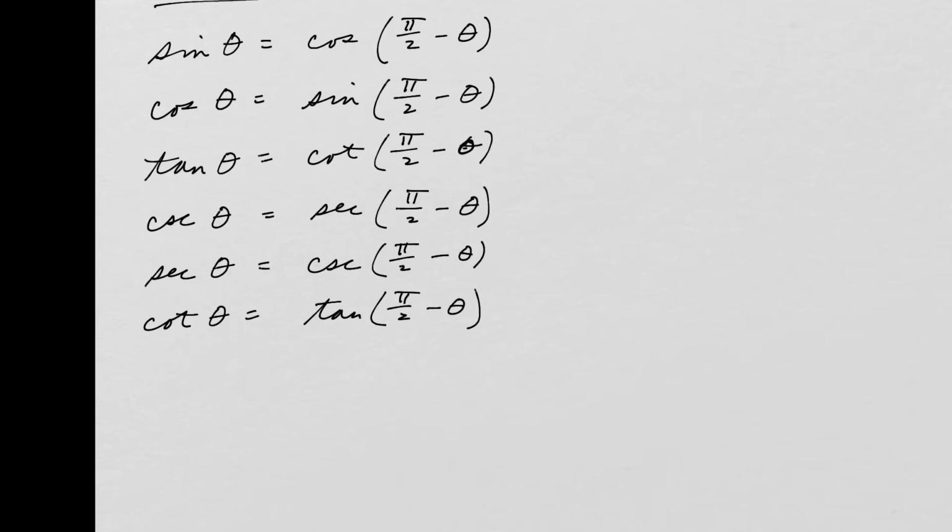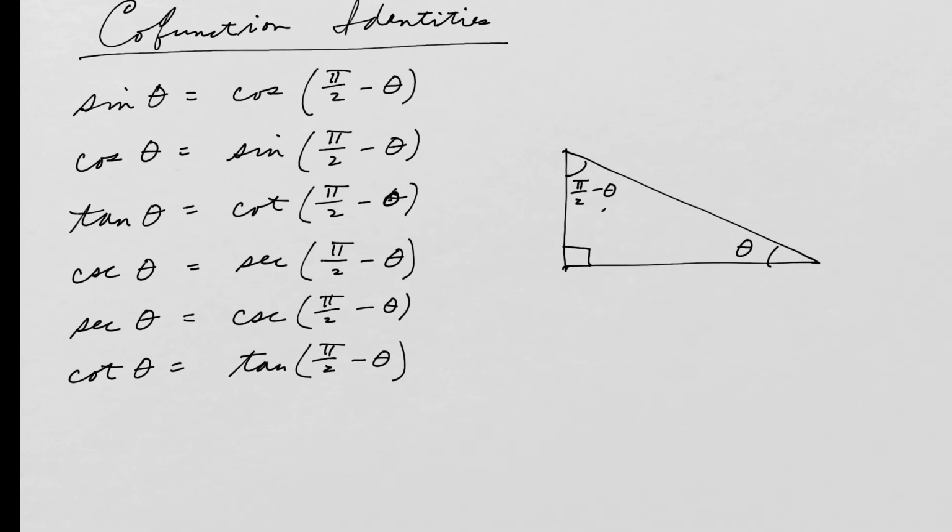Right? So if you recognize here, we have sine and cosine, then tangent, cotangent, secant, cosecant. So if you have a right triangle, and one angle is, in this case, theta, then the other angle has to be pi over 2 minus theta. Right? So sine of theta is the same as cosine of this other angle, which is pi over 2 minus theta, or 90 degrees minus theta, if you're working in degrees.